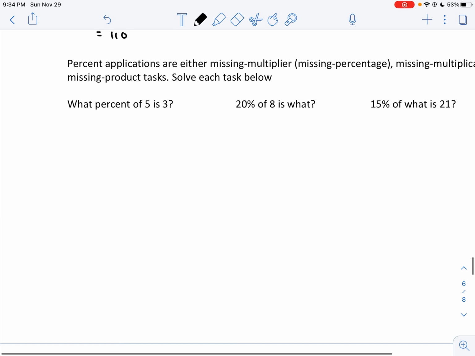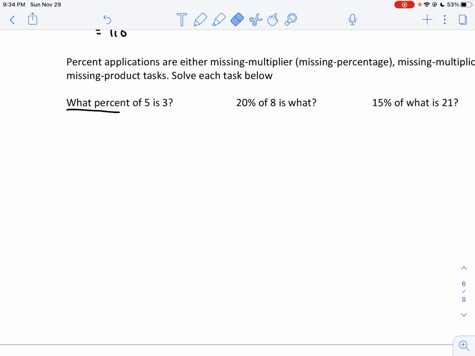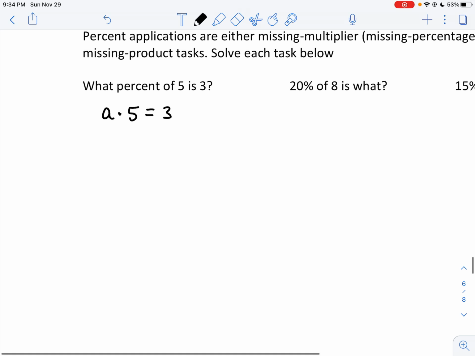So solve each task. What percent of 5 is 3? When you see what percent, you're saying, okay, well, what percent means we don't know the multiplier. So something you can do is put an A for the multiplier. Of 5 is 3. So what percent becomes an unknown thing. A times 5 is equal to 3. So we're effectively trying to figure out what A is. So we're doing A times 5 is 3.